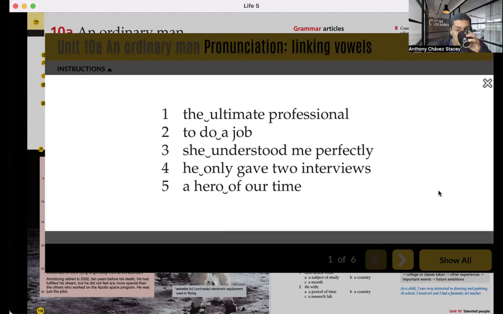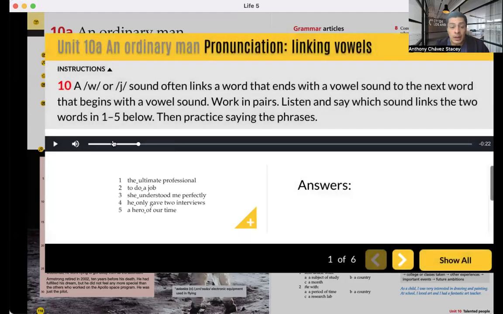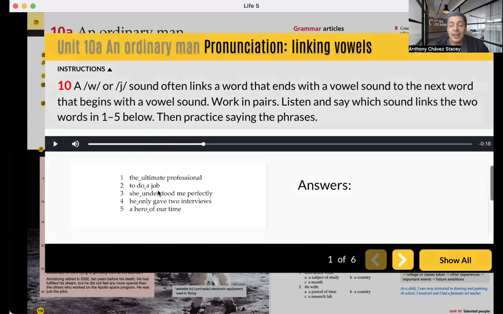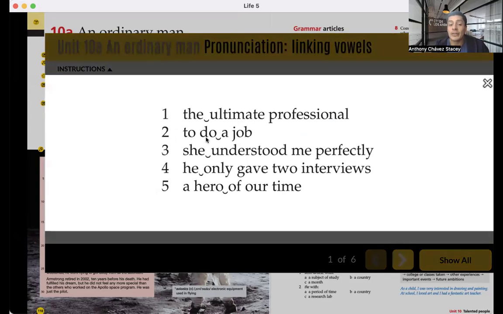Do a job. That was pretty good. Number 2, to do a job. So can you say to do a job? Can you combine these two words? To do a job. To do a job. Perfect. Great job. Number 3, can you help me with number 3? I think it is Domenica.